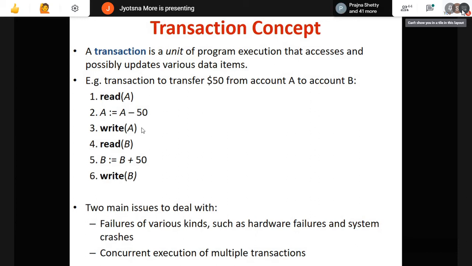One is failure of various kinds. When we are talking about execution of the transaction, a computer system is involved, and a computer system is nothing but an electronic gadget. It may face various problems. So for that, you have to find a solution because we cannot remove the transaction part completely from this operation. We have to perform the transaction. So these are the problems such as hardware failure, system crashes, any problem you may face in between.